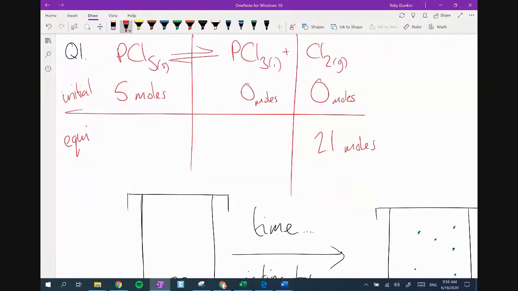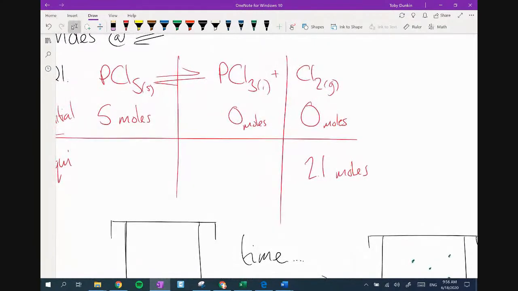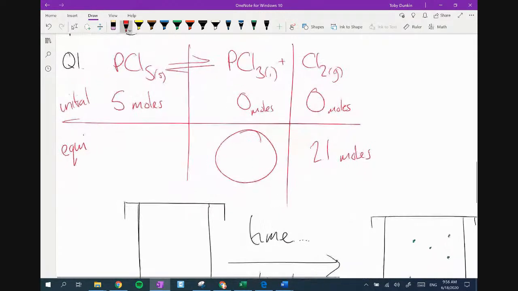So here's my question to you guys on the chat. What's the moles of PCl3 at equilibrium if chlorine is 2.1? What do you think the moles would be? Just for PCl3. I don't want to think about PCl5 yet. We're starting off with an easy example and it'll get harder, by the way. So what do we think the moles at equilibrium for PCl3 would be?